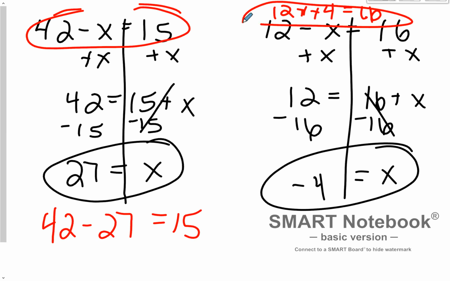So always plug your answers in to check, especially for that quiz tomorrow or for the quiz study guide, because it's an easy way to know if you were on the right track while you were solving it or you weren't. All right, and that's it.